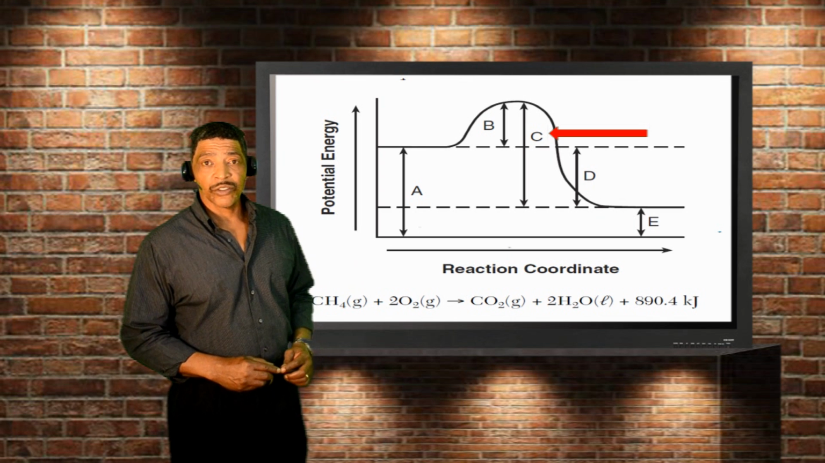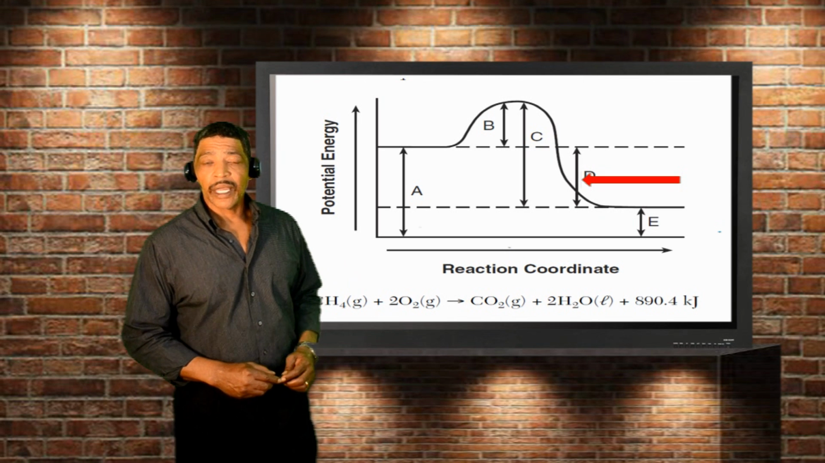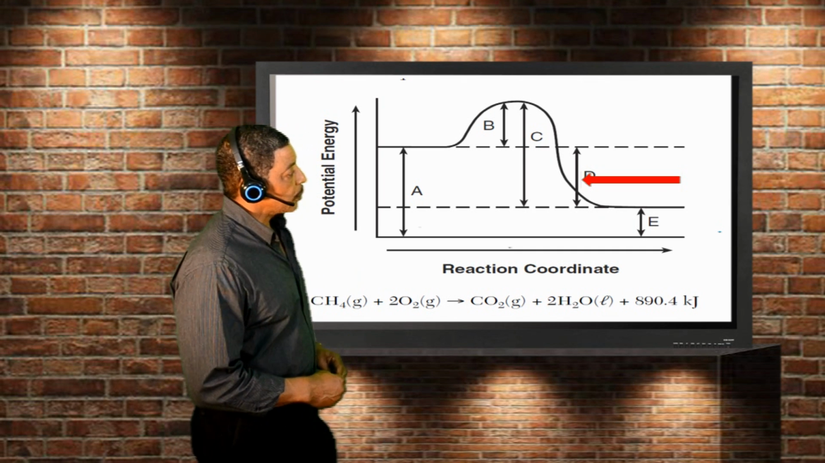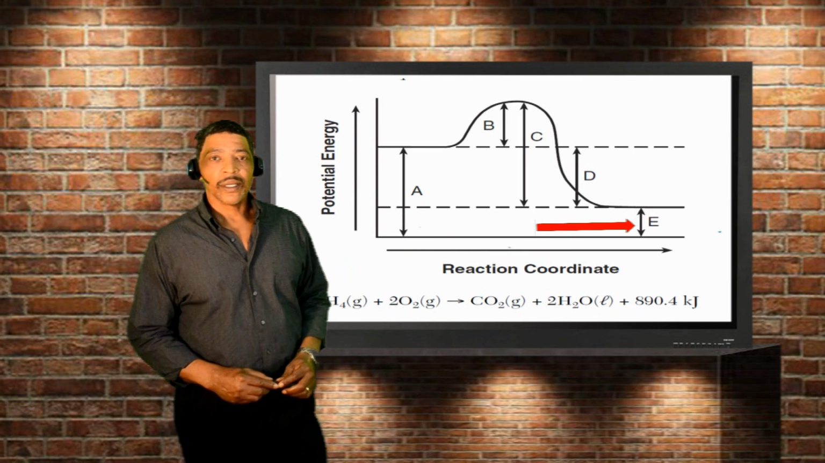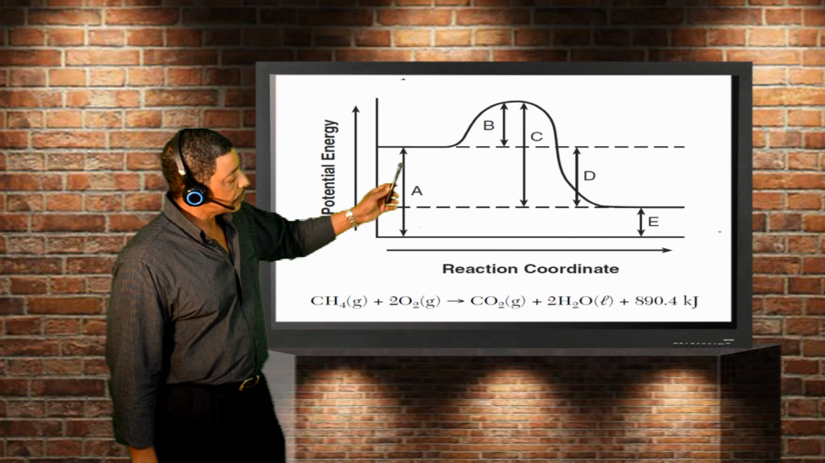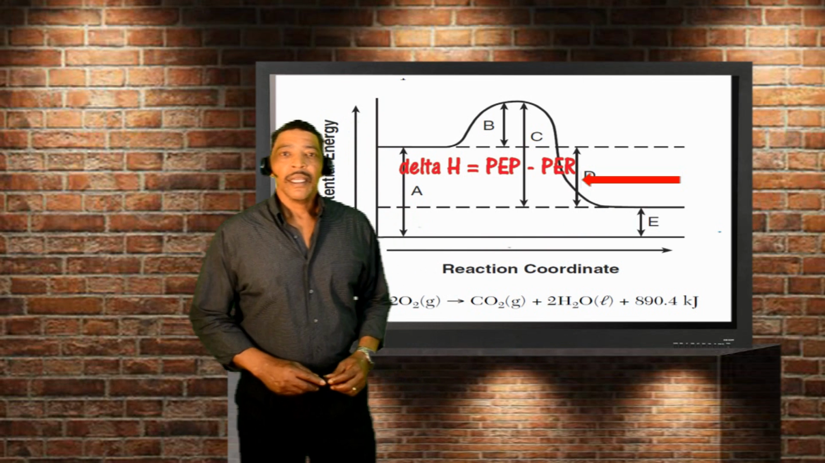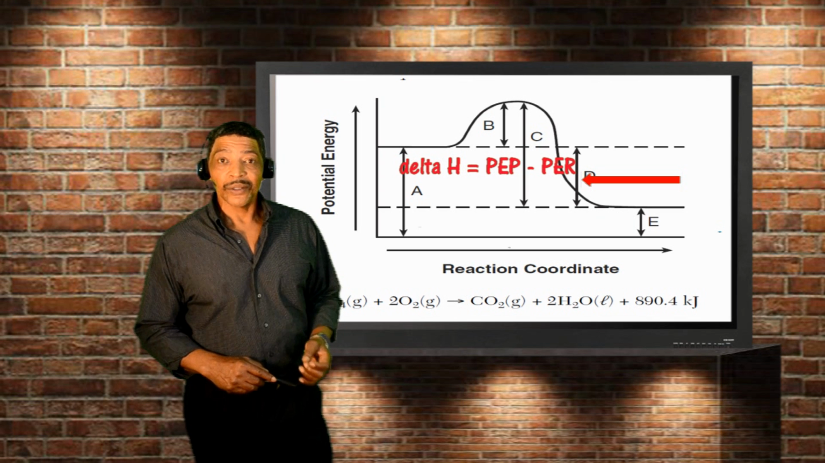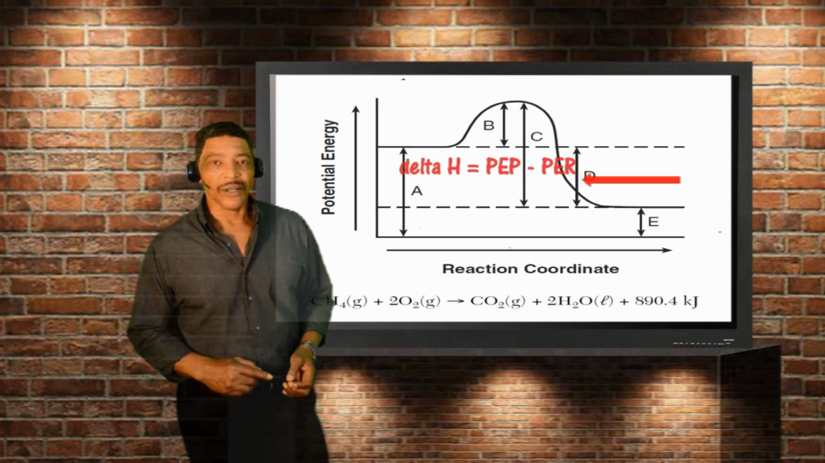Notice that the activation energy for the reverse reaction also includes arrow D, where arrow D represents delta H, and arrow E will represent the potential energy of the products. In order to calculate the value of delta H, simply subtract the potential energy of the reactants from the potential energy of the products. It may be helpful to use the following mnemonic, where delta H will equal pepper, PEP minus PER.